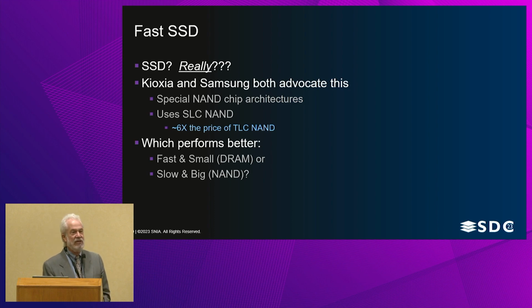And typically they use SLC, single level cell NAND, which is a whole lot faster than multi-level cell NAND, the 2 bits per cell, 3 bits per cell. But the way that the market goes, the volume is very low for SLC NAND. The economies of scale play a part here too. And so SLC NAND is about 6 times as expensive as MLC NAND, which is more expensive than TLC. And then the question is, which performs better? A fast and small DRAM or a great huge NAND flash? Well, that's an interesting thing.